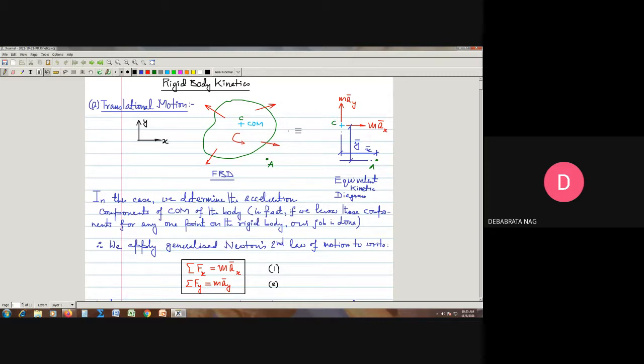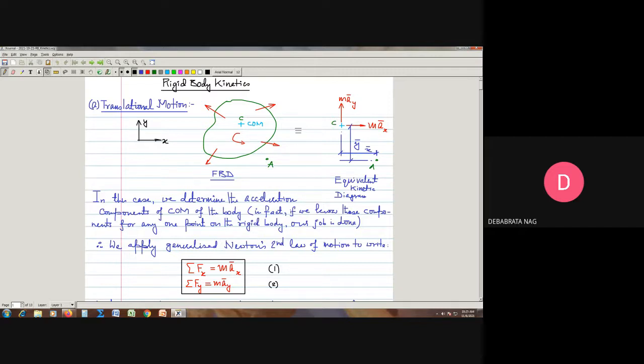The whole thing is basically equal to the accelerations of the center of mass. That means, suppose with respect to this xy coordinate system, we have these accelerations of the center of mass along the x direction, we call it a bar x, and along the y direction we call it a bar y. So the corresponding forces will be m times a bar x and m times a bar y.